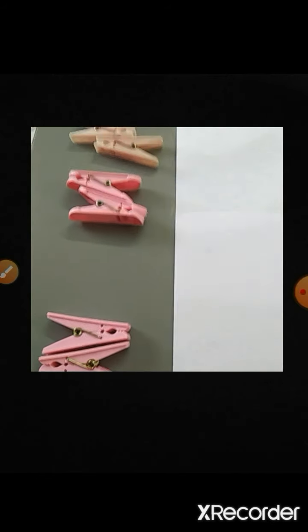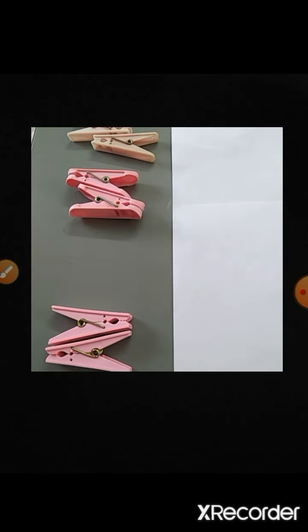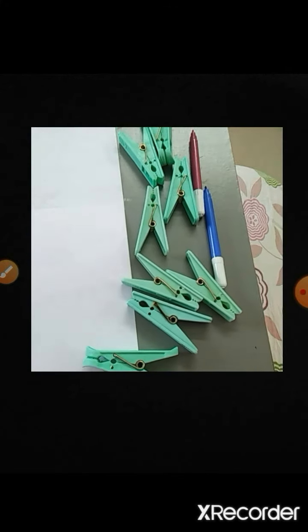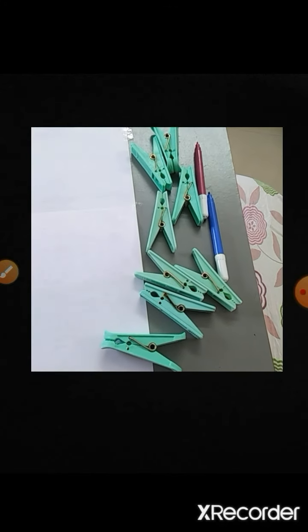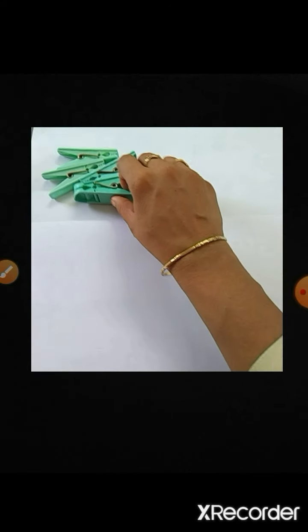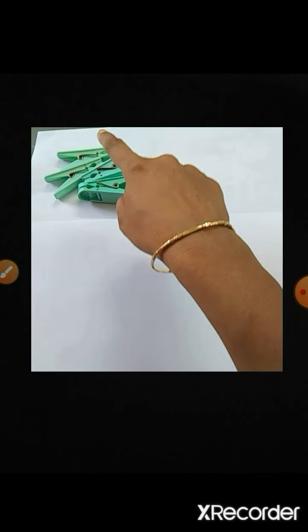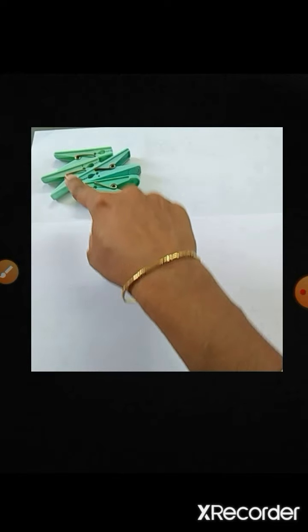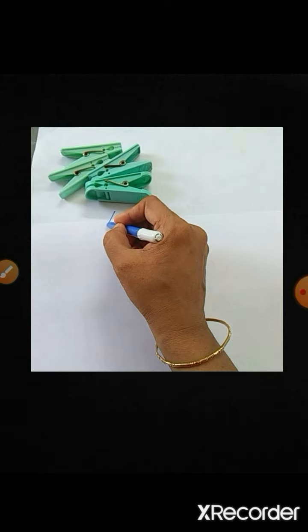Children, let me explain the order property of addition using some cloth pegs. See here, I have taken some pink cloth pegs and also some green colored cloth pegs. So what I am doing here is, just see, I have kept some green colored cloth pegs. Count how many? 1, 2, 3, 4. So for this I am writing 4 here.